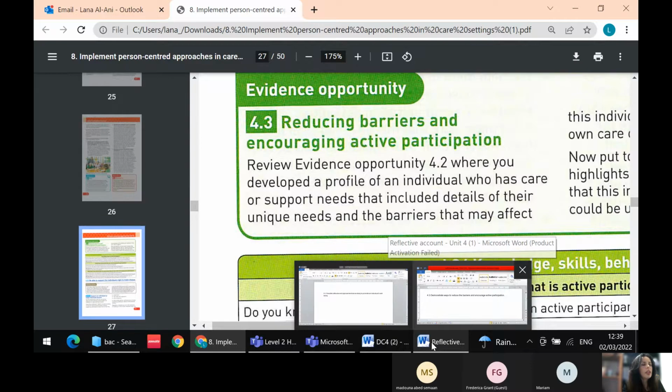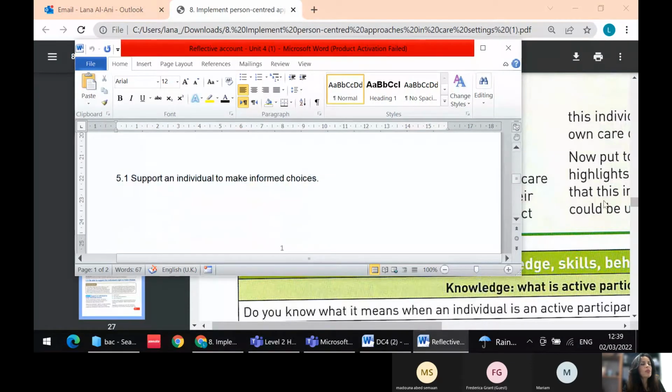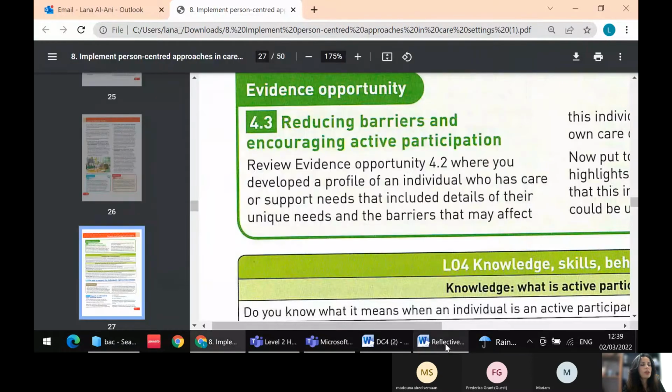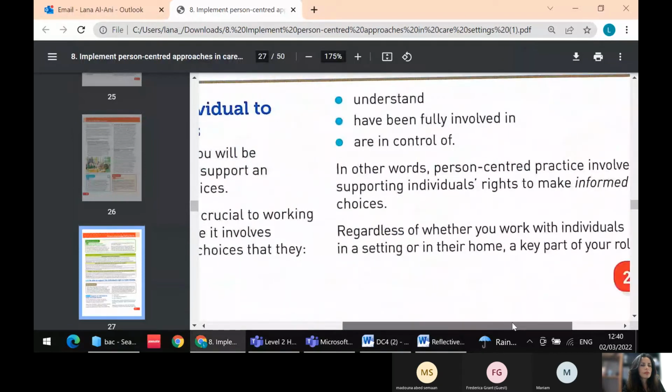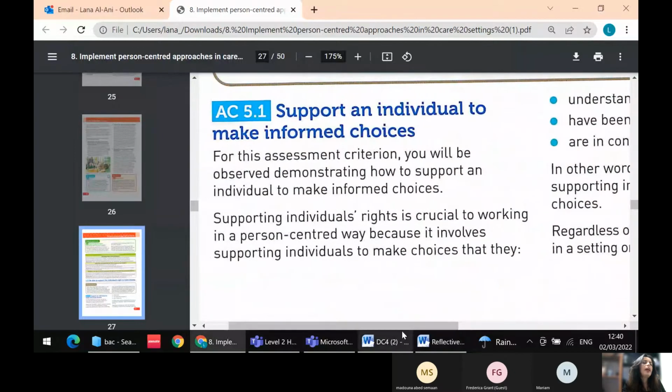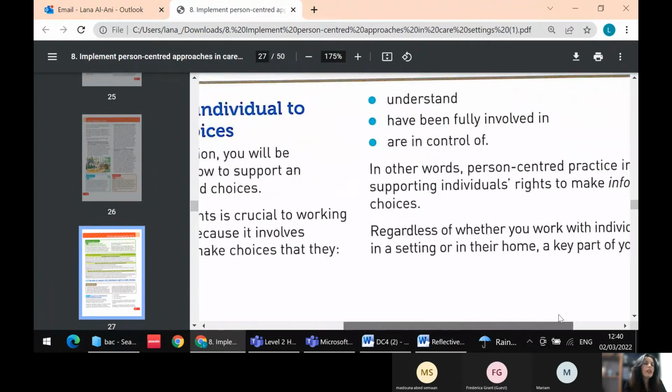Yes. Okay, excellent. Now, support an individual to make an informed choice. So which one is this? 5-1. So how do we assess our client to make their own choice? Just give us an example. In a person-centered way? Yes, but how did you make them?